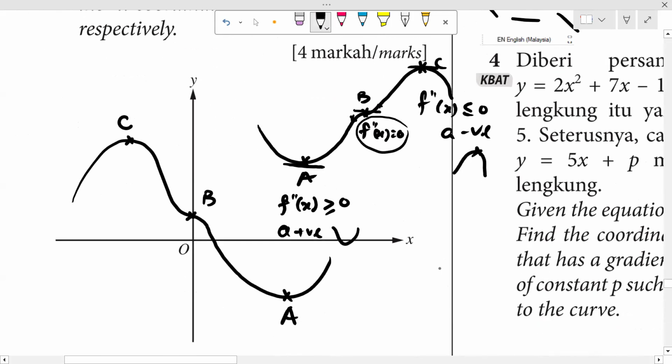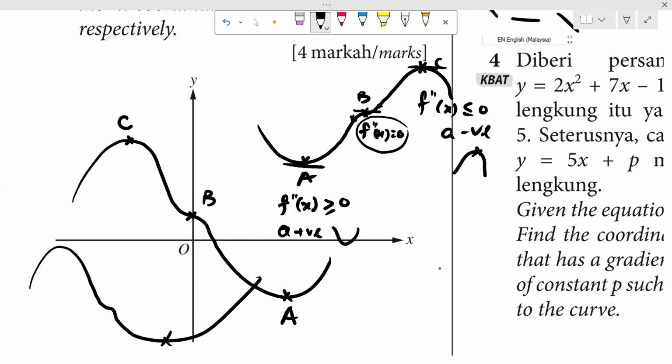Two answers, both acceptable, as long as A minimum, C maximum. Where you cross doesn't matter. You can cross here. Okay, also can, no issue, as long as I see A, B, and C, obviously. Okay, right.